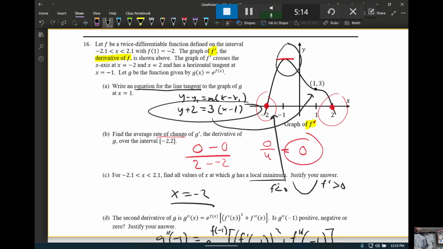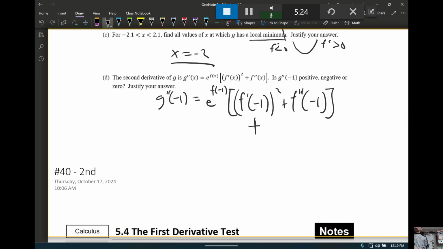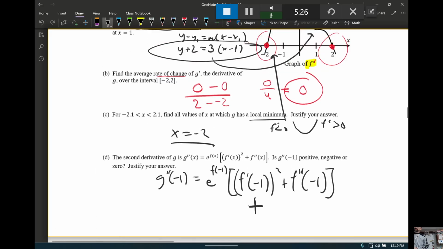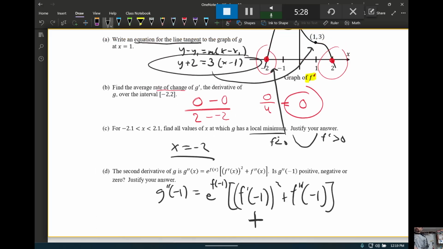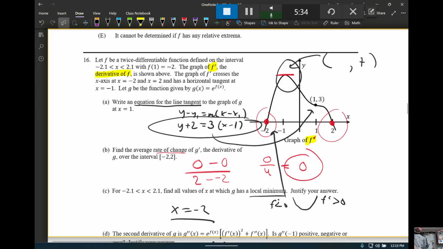Right here is where f prime of negative 1 is. I don't know what that value is, but you see that it's something positive because it's above the x-axis. So I know this is positive. It wants me to say something about the second derivative of negative 1, but they only give me the graph of the first derivative. So how do I take information about the first derivative to know something about the second derivative?